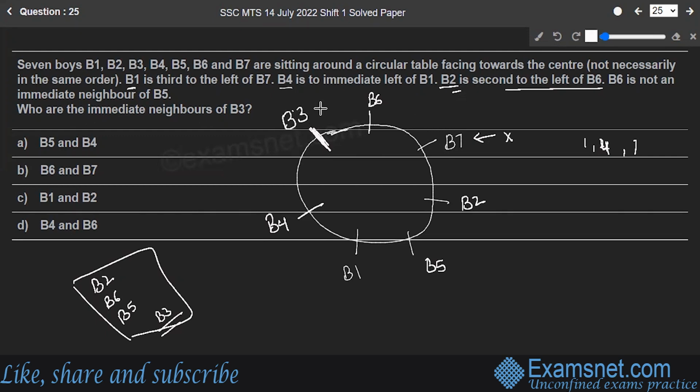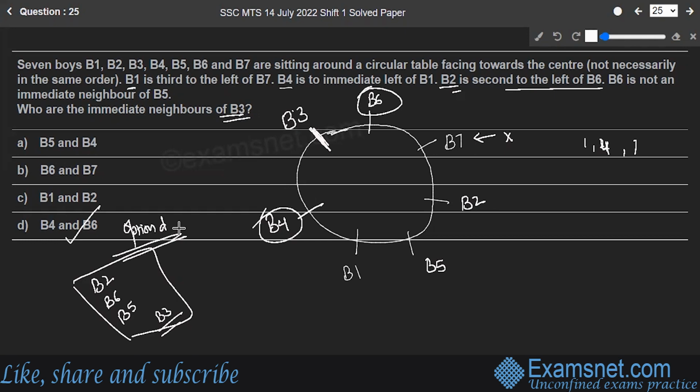Right, now let's move to the question. Who are the immediate neighbors of B3? It's B6 and B4. Let's check with the options: B4 and B6. Option D is the correct answer to the question. Hope you are clear with this.